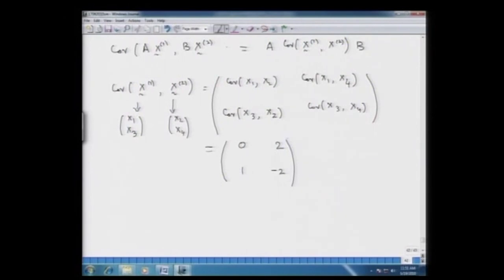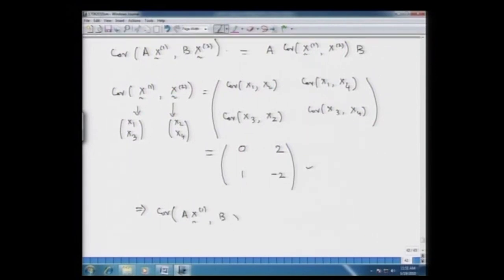So, this is the covariance matrix between x1 and x2. As you can see, this covariance between the two need not be symmetric. So, this would imply the desired result that the covariance between these two terms is equal to, now A was given to be 1, 2, and then the covariance matrix we required here, which is 0, 2, 1, minus 2, multiplied by the transpose of B. So, B was given by this, and hence its transpose is 1, 2, minus 2 and minus 1. So, this is now solving the covariance between these two vectors.